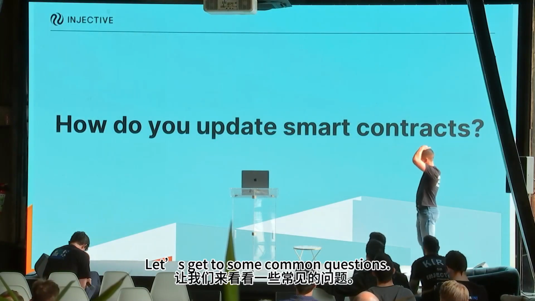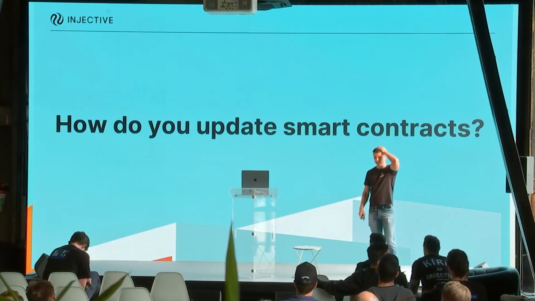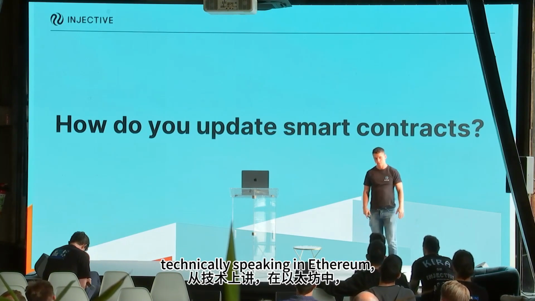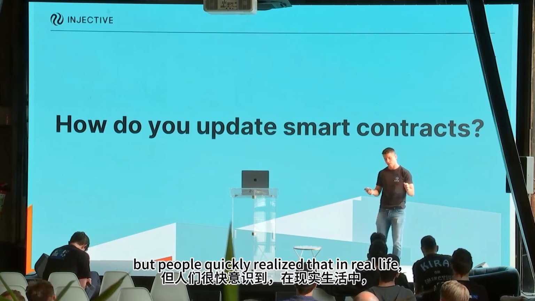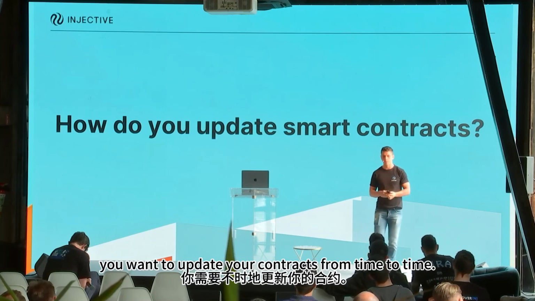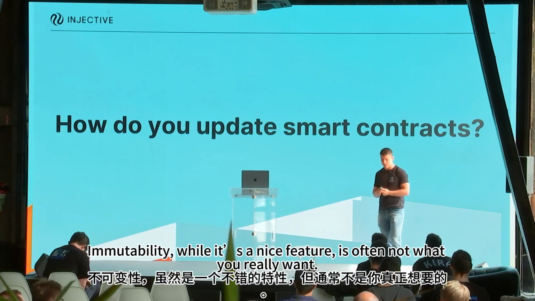All right, so let's get to some common questions. One is, how do you update smart contracts? And if we think back, maybe from the Ethereum world, technically speaking, in Ethereum, these smart contracts are all immutable. But people, of course, realized quickly that in real life, you do want to update your contracts from time to time.